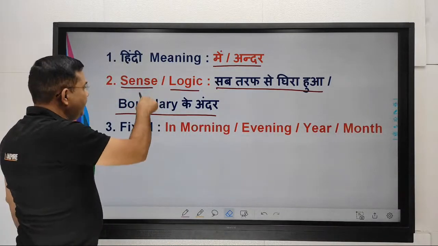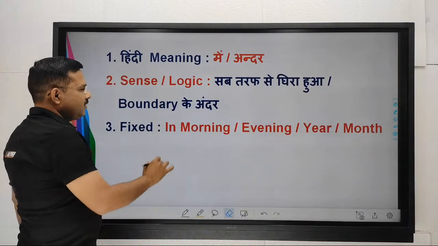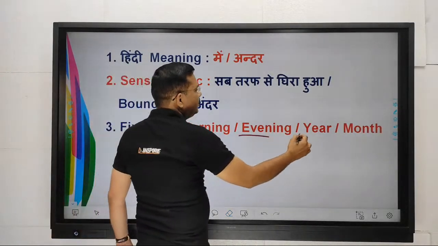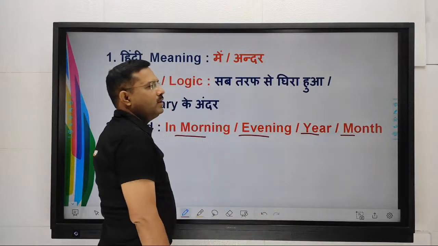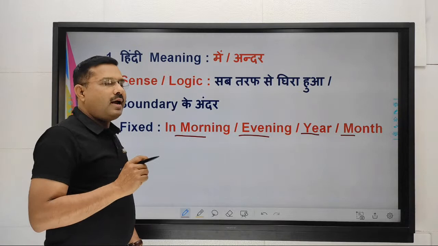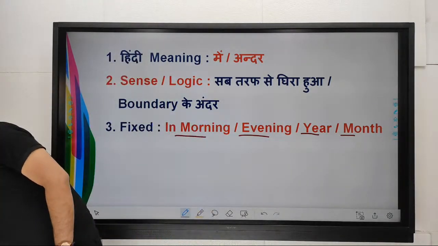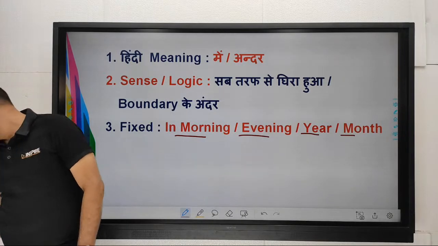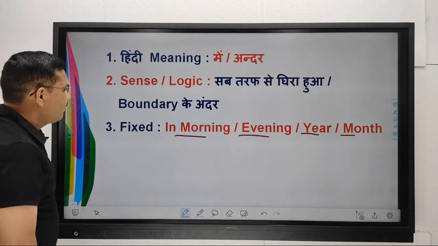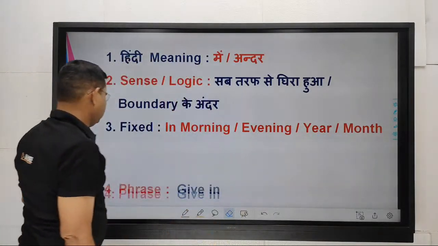Third, in is fixed at a number of places, like with morning, evening, year, month. With these words, in is fixed. We can never say at morning or on morning. The right exact word is in.